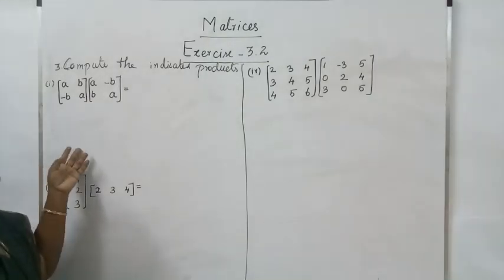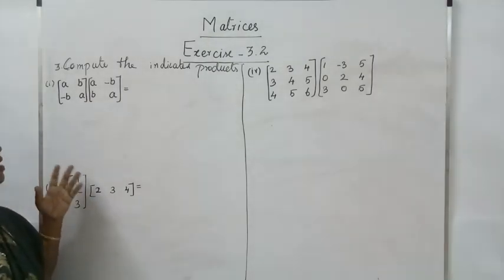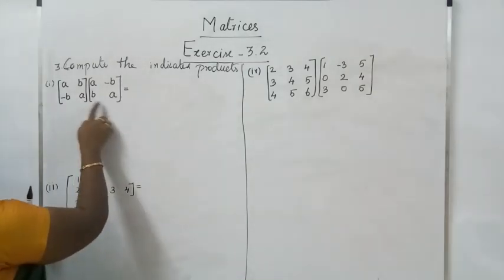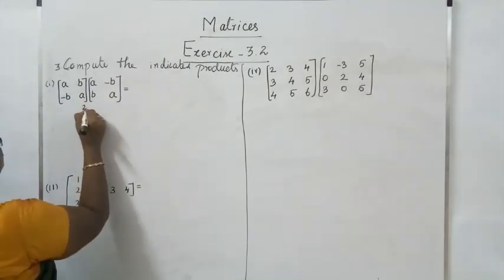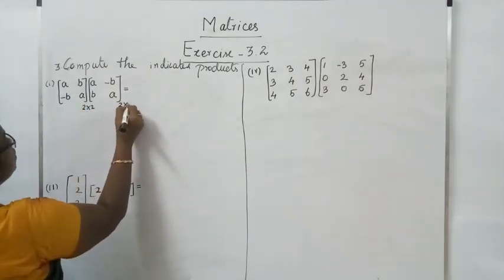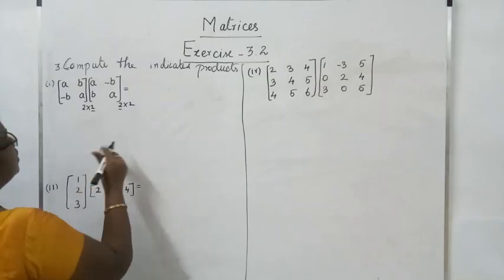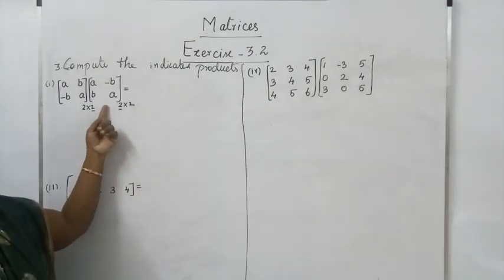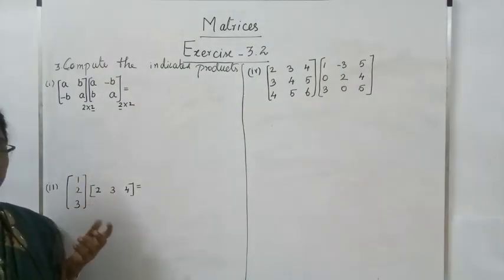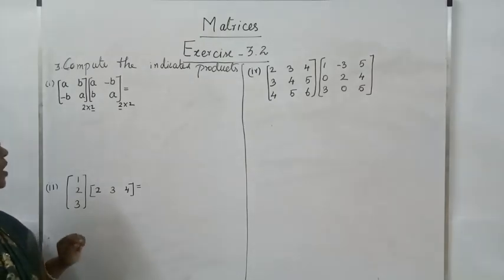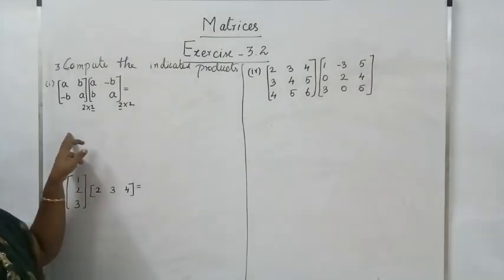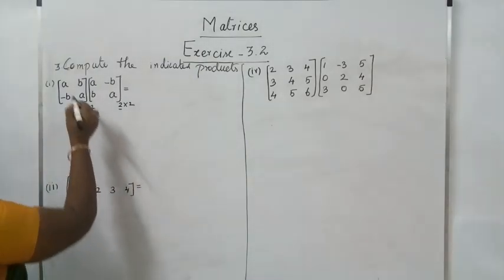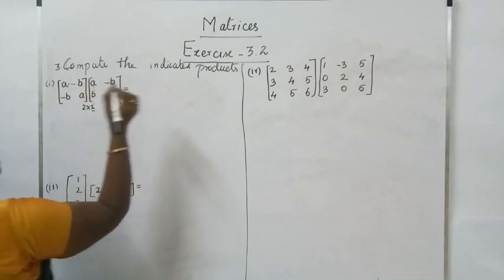This is the third question in exercise 3.2. We have been asked to find out the products of the two matrices. See, two matrices have been given to you. This is a 2 cross 2 matrix and this is also a 2 cross 2 matrix. So these two are equal. The number of columns in the first matrix is equal to the number of rows in the second matrix. So we can start multiplying. Before we start multiplication, we should first check whether the number of columns in the first matrix is equal to the number of rows in the second or not.